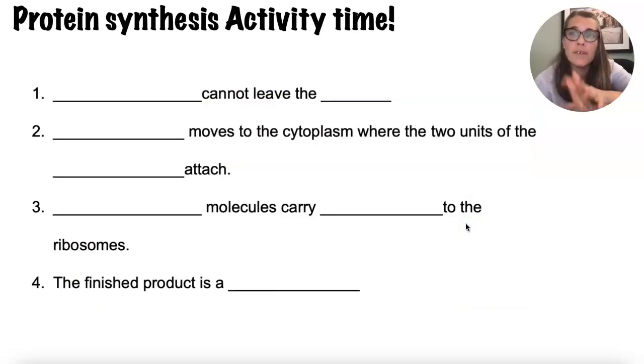And then this is filling in the blank. It's super short, very synthetic, but it gives the big picture. So you think about something that cannot leave something. Right, the DNA cannot leave the nucleus. Very good. And then you can try to do the other ones together by yourself. And then the last one is the finished product is a protein. Very good.